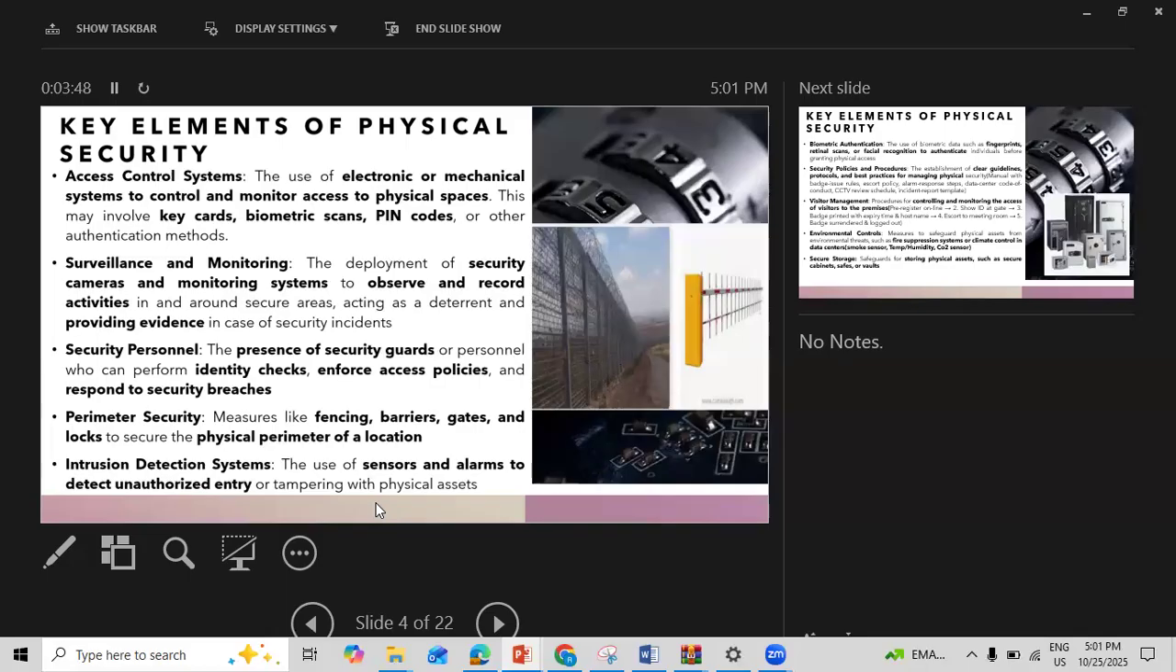Then intrusion detection systems. These are systems to detect whether any intruder, meaning attacker, is entering. We have sensors. Whenever we have a strong room and someone enters without permission, say a thief entering at night, there will be a motion sensor. That sensor will detect the motion and immediately alert by turning on the alarm, so that we know an unauthorized person has entered my strong room.